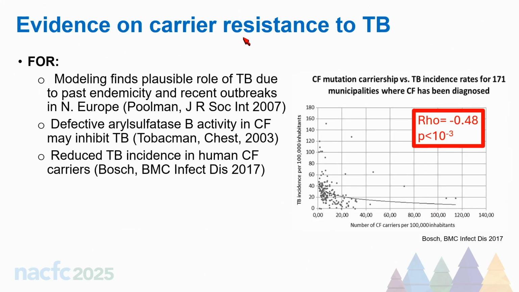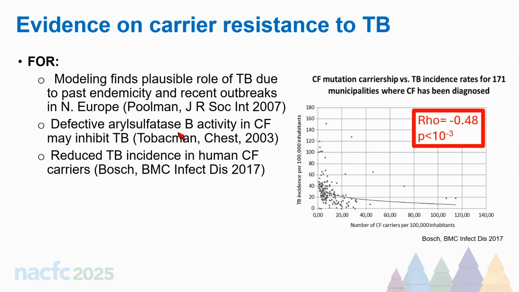Another agent that was proposed is TB. There was some really nice epidemiological modeling done by folks in the early 2000s. They found that about a 2-3% increase in resistance to TB could explain the selection of the mutations. Dr. Tobacman proposed that this could be due to a defect in arylsulfatase B activity in the cells from patients with CF.